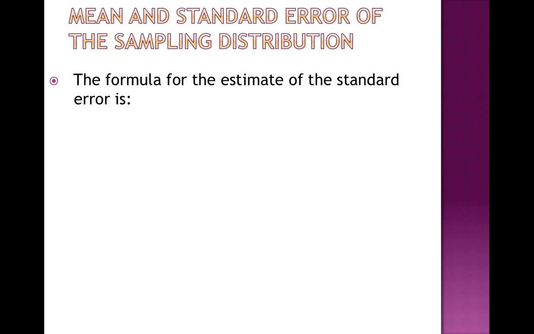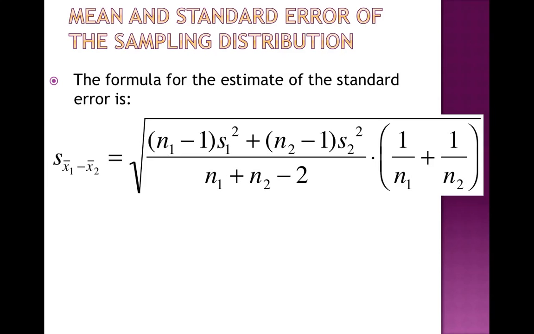And here is the formula for the estimate of the standard error. It's a mess. The symbol is S subscript x bar 1 minus x bar 2. It is the square root of n minus the sample size for the first population minus 1 times the standard deviation squared. You get the hint. There's a lot going on here.